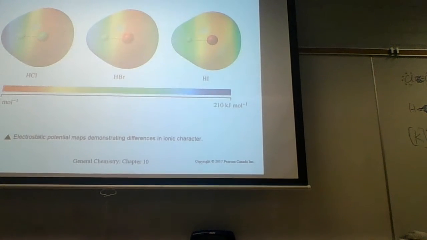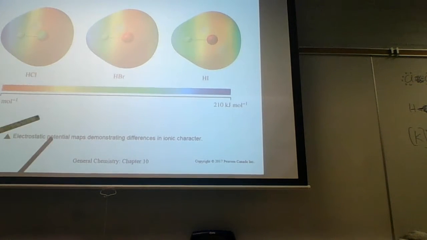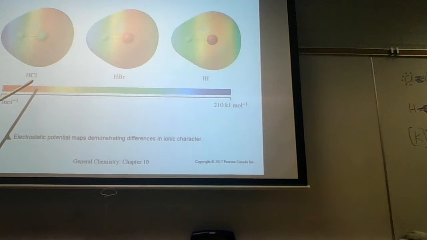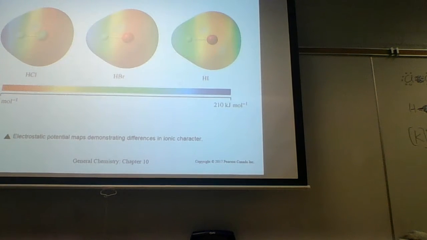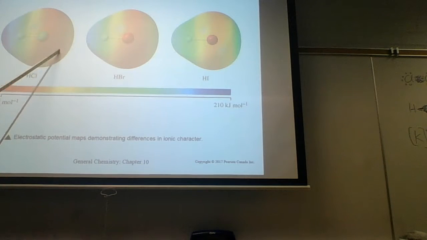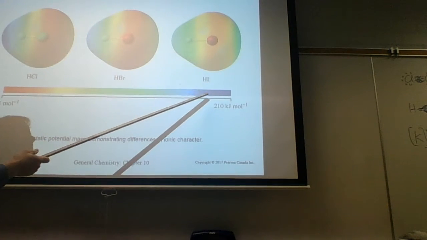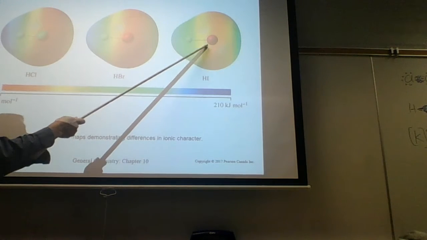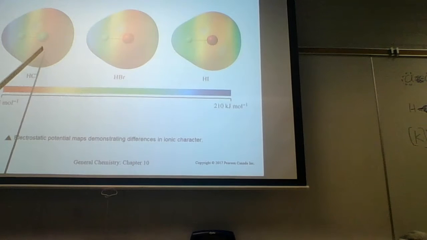We can see here the differences. This is all polarizing the electron cloud here. And the red means what? Electron bridge. And so here you can see this is a lot redder than iodine. Well, iodine is a lot less electronegative, and so HI is much more covalent. HCl is much more ionic.